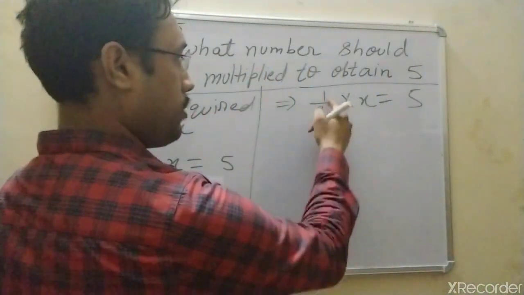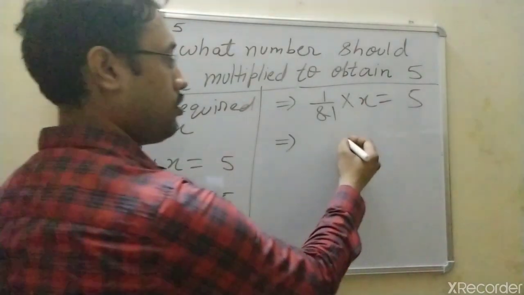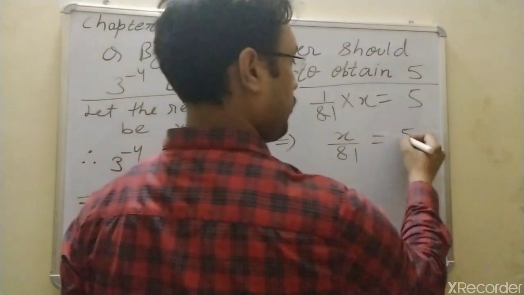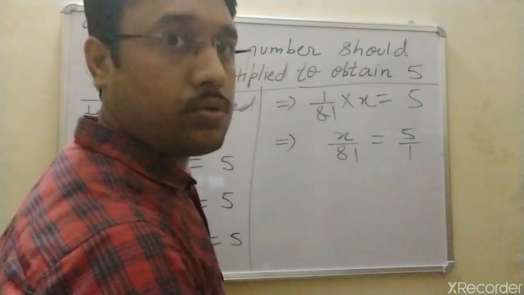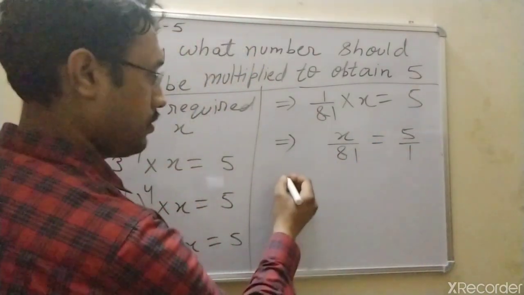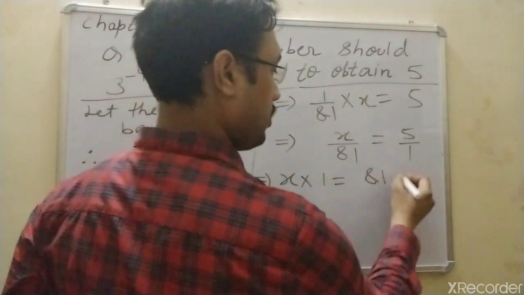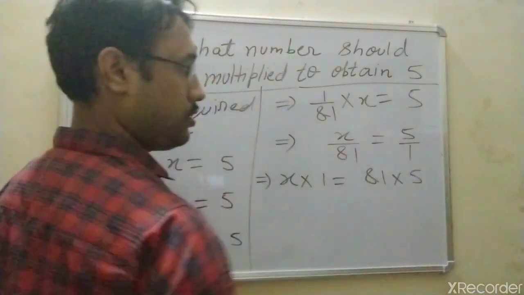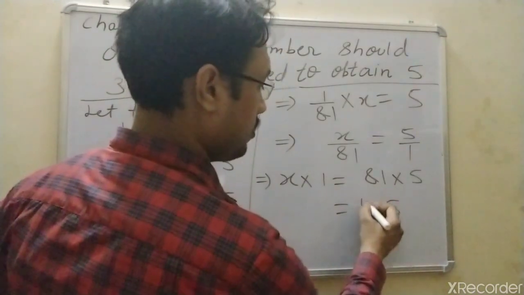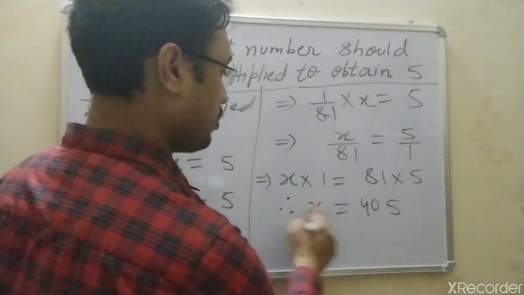Now 1 by 81 is multiplying on the LHS, so on the RHS we can do cross multiplication. x by 81 equals 5 by 1. Now by the cross multiplication rule, x into 1 is equal to 81 into 5. So 5 into 1, and 5 into 8 is 40. The answer is 405. Therefore, x equals 405.